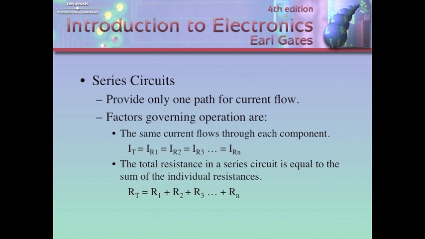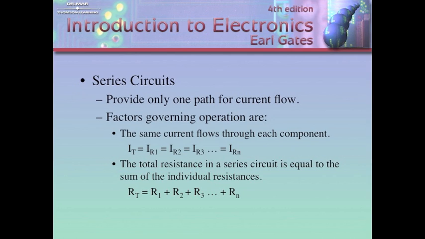First type of circuit that we're going to talk about is the series circuit. This is somewhat of a review because we've already talked about the series circuit and how it relates to resistance and how it relates to power. So this really should be a review. By definition, a series circuit is a circuit that provides only one path for current to flow.